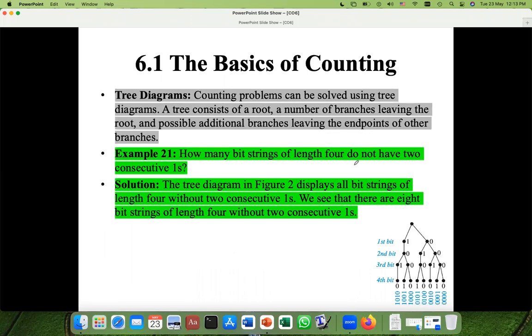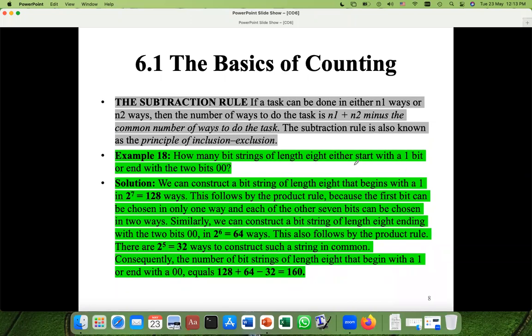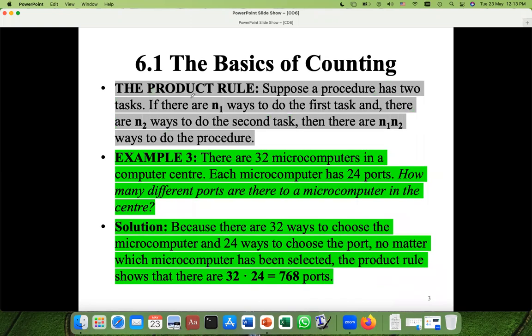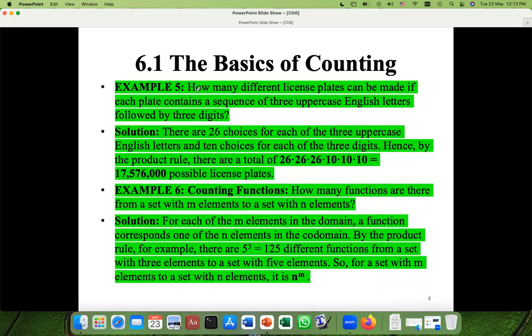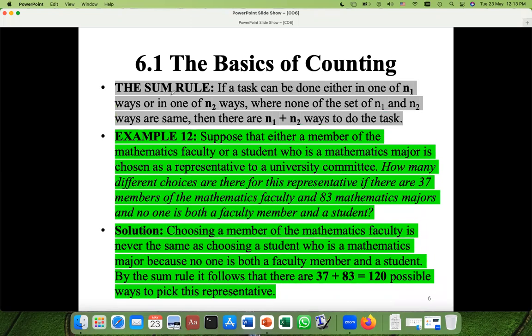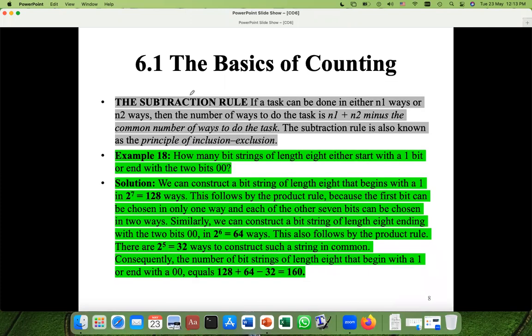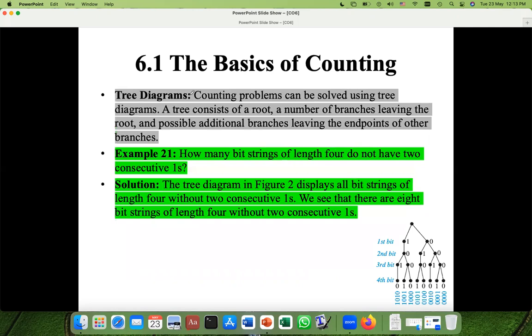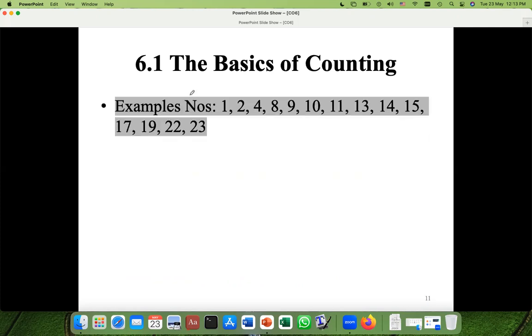Okay, previously we saw this section of chapter 6, and section 6.1 is about basic counting methods. Basic, just fundamental. For example, we started with the product rule, and then we went on to the sum rule, and then similarly the subtraction rule, the division rule, and some tree diagrams. So these are the things that we saw in the previous lecture.